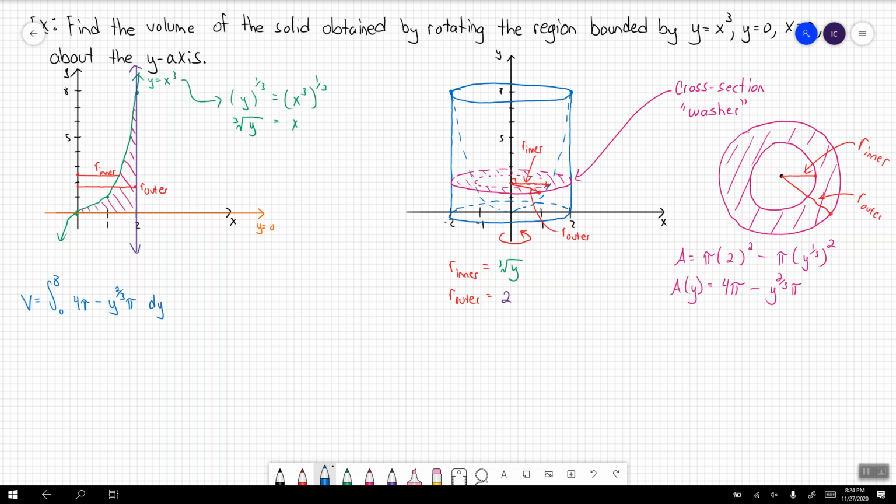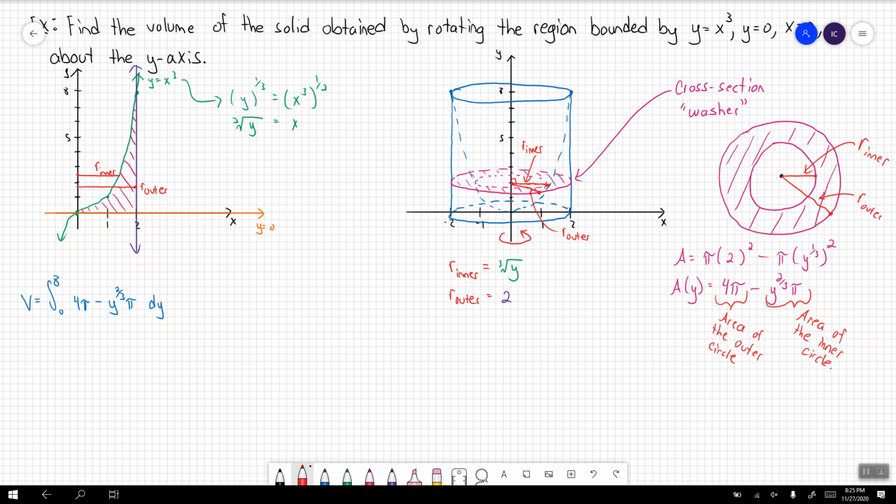And so again, let's break this down just a little bit more. This here is the area of the outer circle. And then this here is the area of the innermost circle. And so again, we always go through that, finding the area of the outer minus the area of the inner circles, so that we can find the area of that washer.